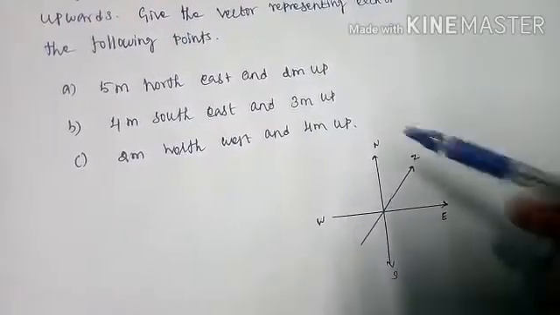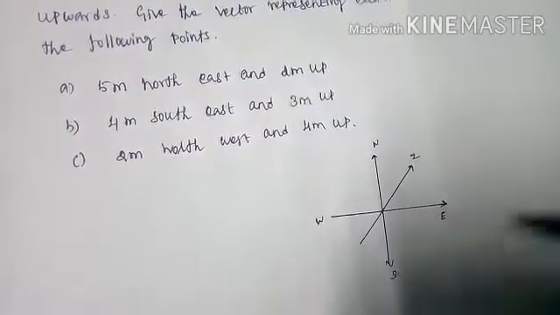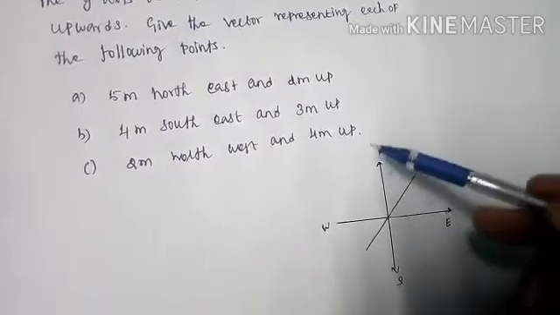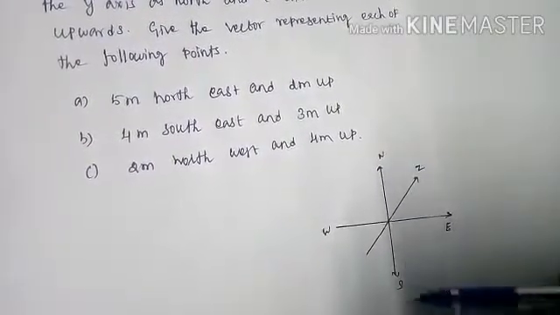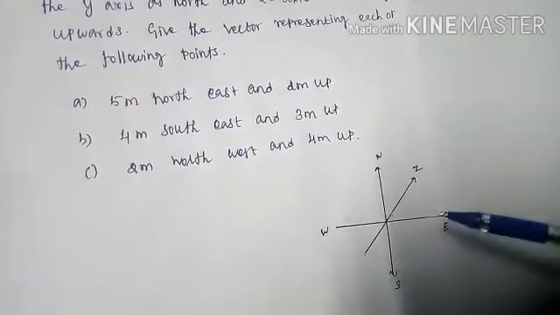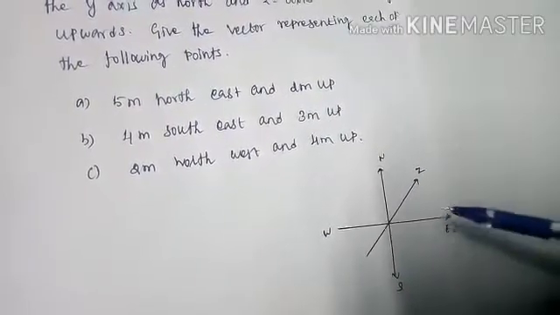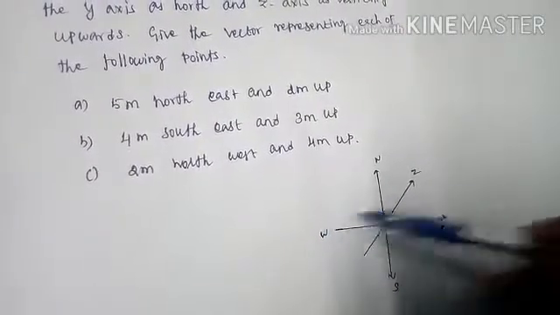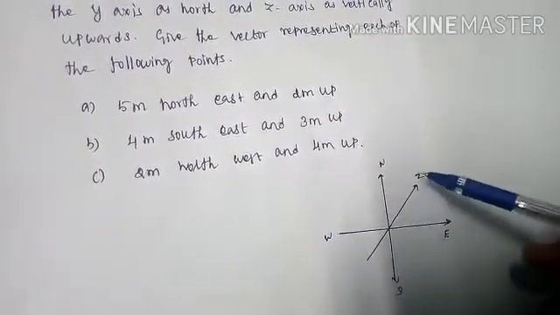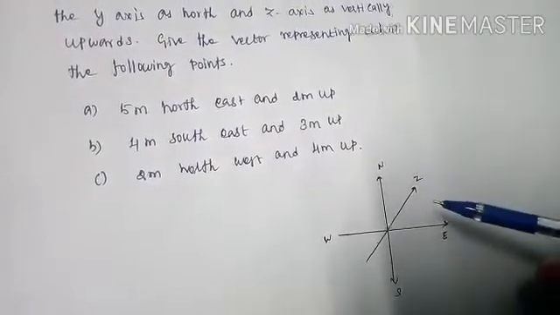East, west, north, south. North direction is positive y-axis. South direction is negative y-axis. East direction is positive x-axis. West direction is negative x-axis. Z-axis up is always positive. Okay.